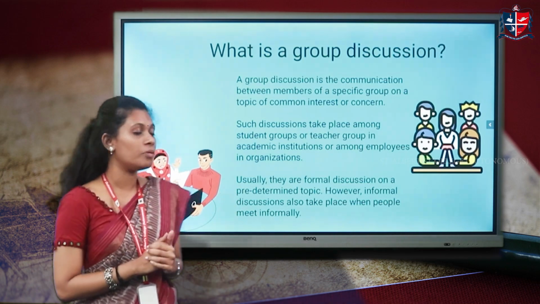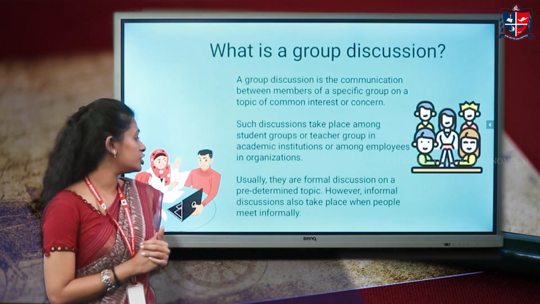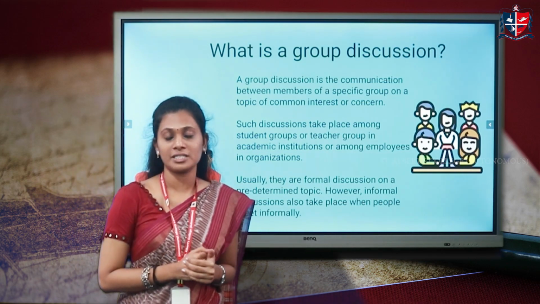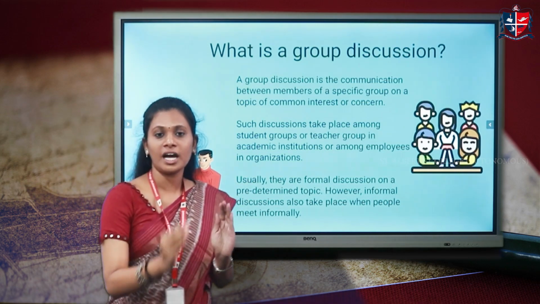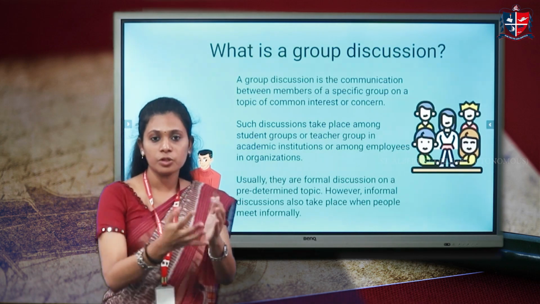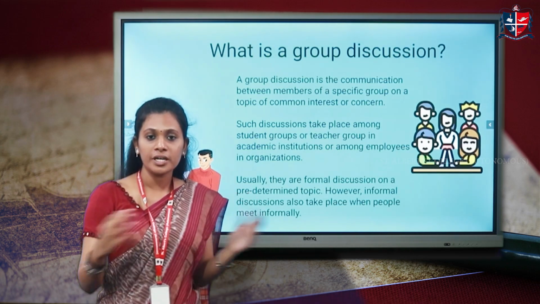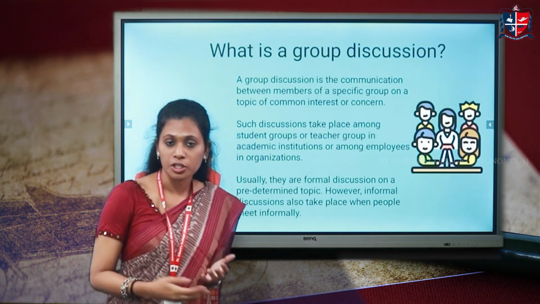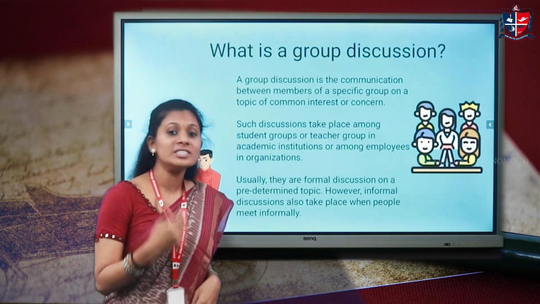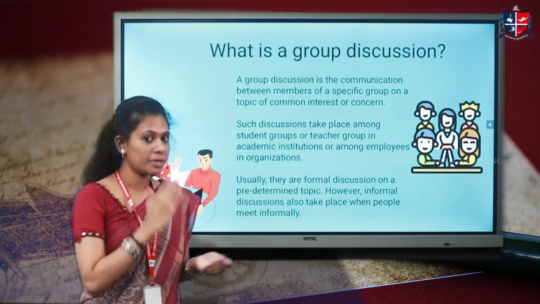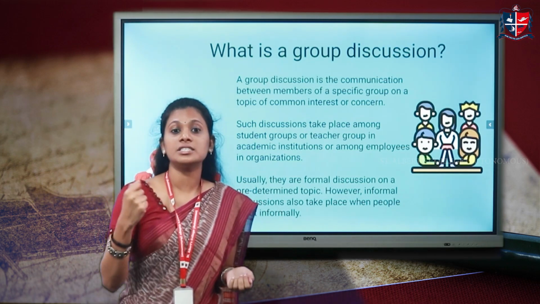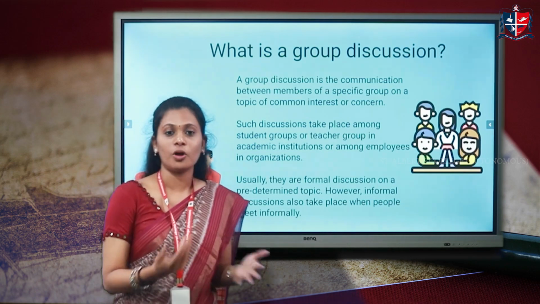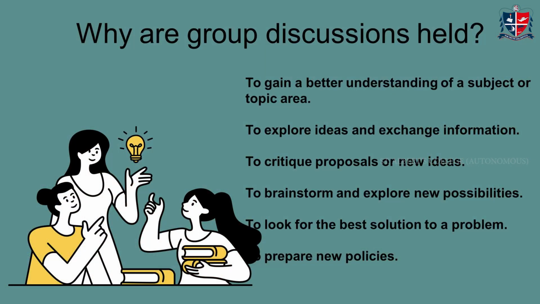Then usually they are formally discussed. Formal discussions on a predetermined topic, however, informal discussions also take place. So we have a particular topic and we have to have a group discussion on it. So we form a circle and then we start talking on it, discussing the matters of concern. Again, it can be on a predetermined topic, or a topic just generally comes up and you can have an informal conversation or discussion as well.